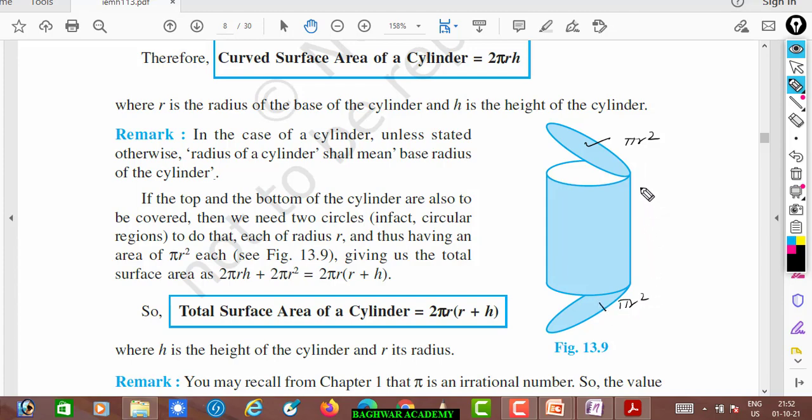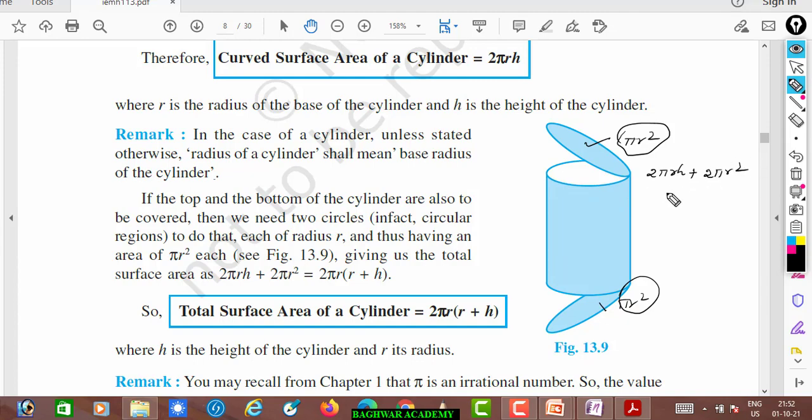So finally you will get 2 pi rh plus 2 pi r square. This pi r square, this pi r square, and this pi r square you need to add, so you will get 2 pi r square. So the total surface area of a cylinder you will get is 2 pi rh plus 2 pi r square.